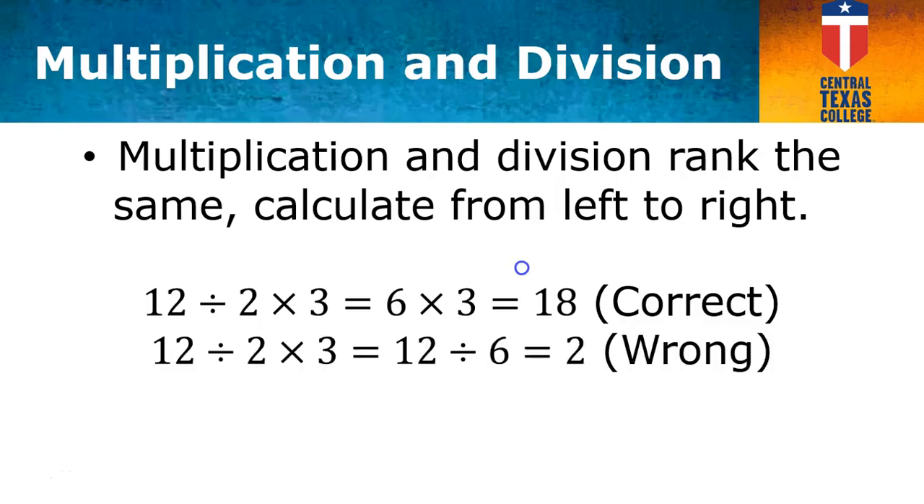Now this one is multiplication and division, but it is not worked from left to right. So first, the 2 times 3 gives us 6. We write the rest of the problem. So we have 12 divided by 6, which is 2. And this is the wrong answer, because when you get to multiplication and division, it's always from left to right.